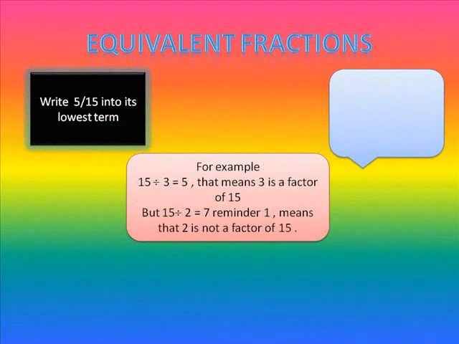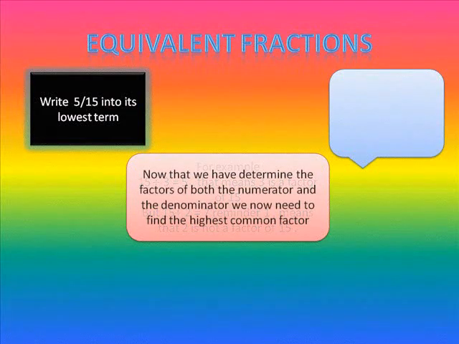For example, 15 divided by 3 equals 5. That means 3 is a factor of 15. But 15 divided by 2 equals 7, remainder 1, which means that 2 is not a factor of 15. Now that we have determined the factors of both the numerator and the denominator, we now need to find the highest common factor.